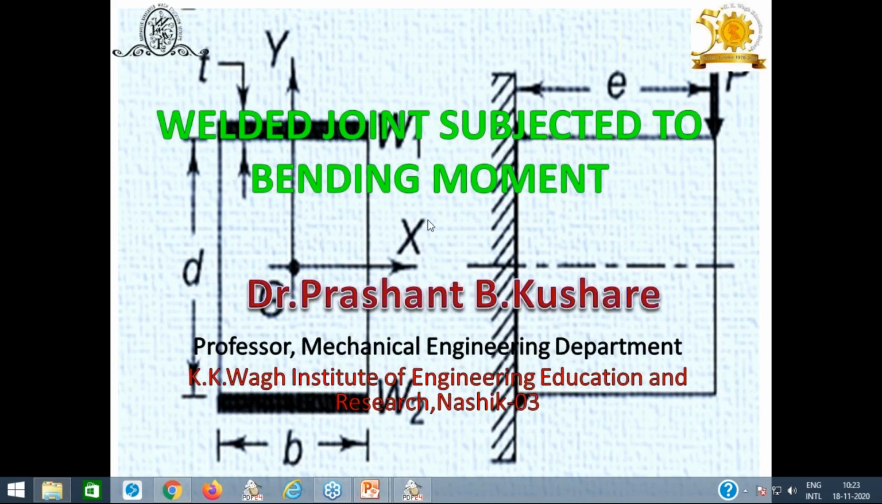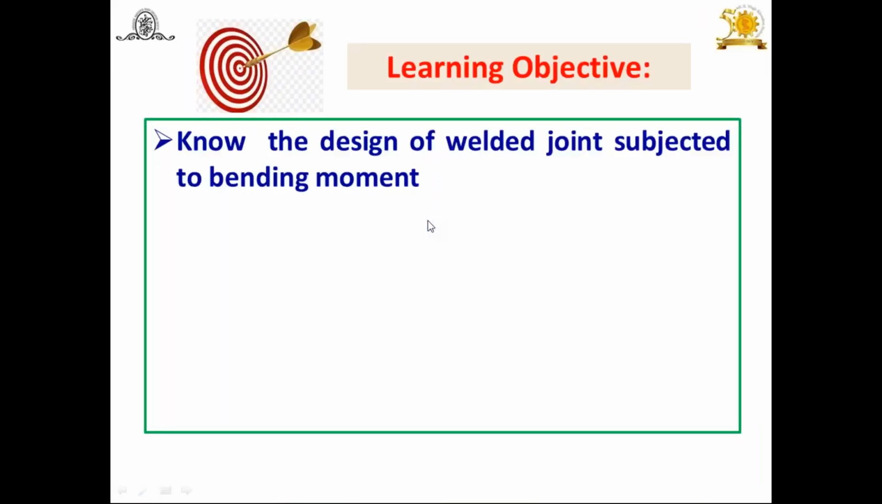Today we are going to see case 2, when a welded joint is subjected to bending moment. The learning objective of today's session is to know the design of a welded joint subjected to bending moment. In some applications you will find two plates joined directly by the plate joints, and how to design such joints.